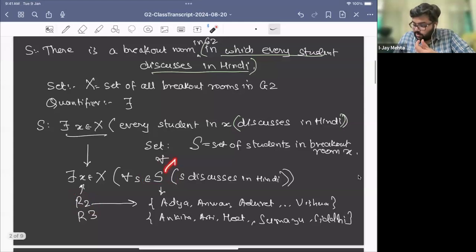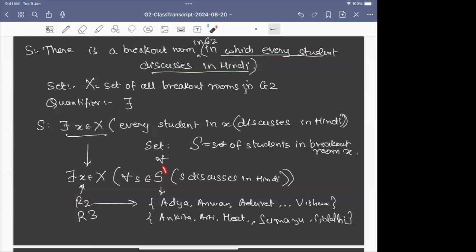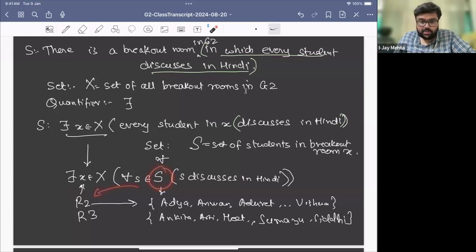So how many such sets are there? Charvi, how many sets can be there? How many S can be there? It depends on the breakout rooms. So there will be 10 S. In room number 1, I have S1 maybe. Room number 2, I have S2, right? So there are how many sets? So what notation should we give here?